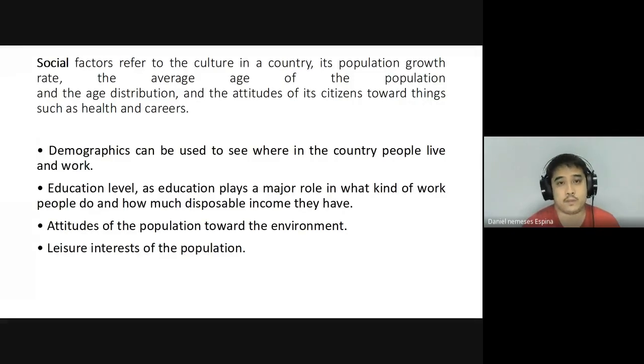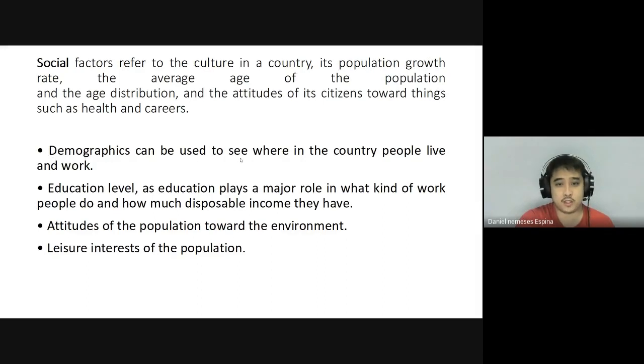Whereas if the population is composed of youth or working age people, that is a good indication because more people are looking for work and contributing towards the economic growth. Unlike in the aging population, few people work, but you have to pay for their pensions regardless of whether they work or not. So examples of social factors, we have the demographics.